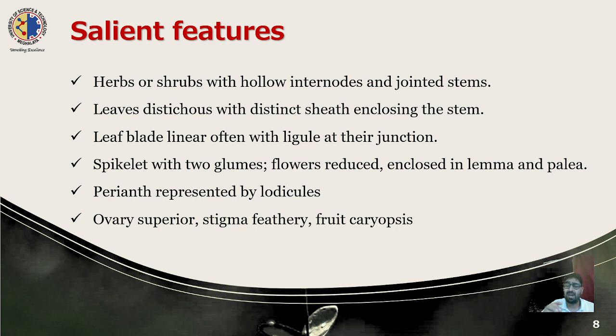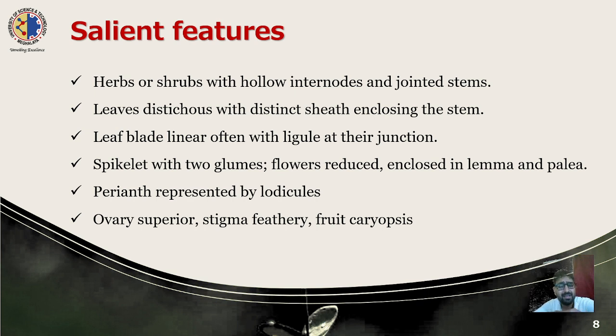And its leaves are distichous with a distinct sheath enclosing the stem. What is distichous? Distichous leaves are arranged in two vertical columns on opposite sides of the stem. The leaves may be opposite or alternate, but they are found in a single plane, in vertical columns on opposite sides of the stem.